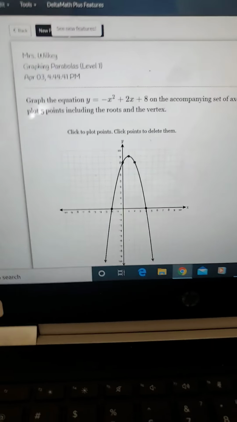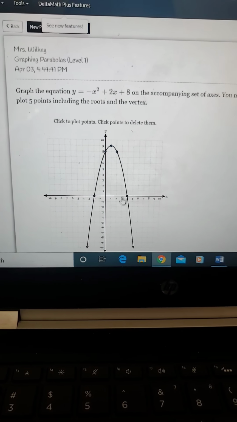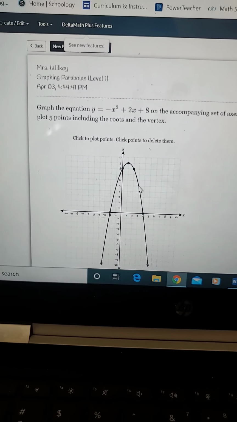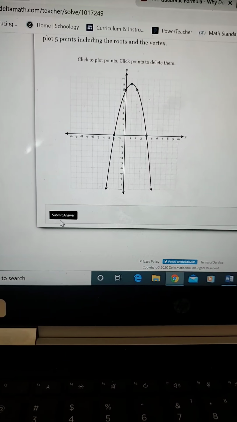Okay, but it only wants you to do 5 points. But we can see that the point (3, 5) is also on there, right there. All right, submit.